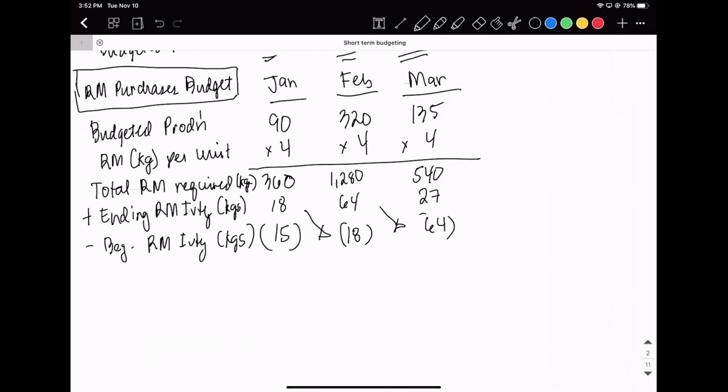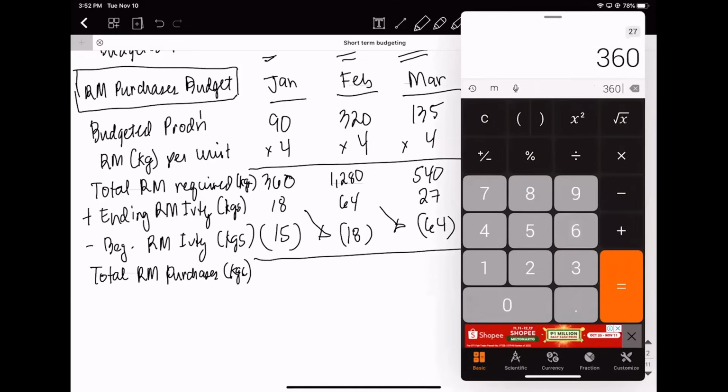So, this is 18. And then this is 64. Okay. Ayan. So, ito yung kailangan nating i-purchase. So, total RM purchases in kilograms. Ayan. So, i-add na lang, no? So, 360 plus 18 minus 15. Kindly check baka may mali ang computation.